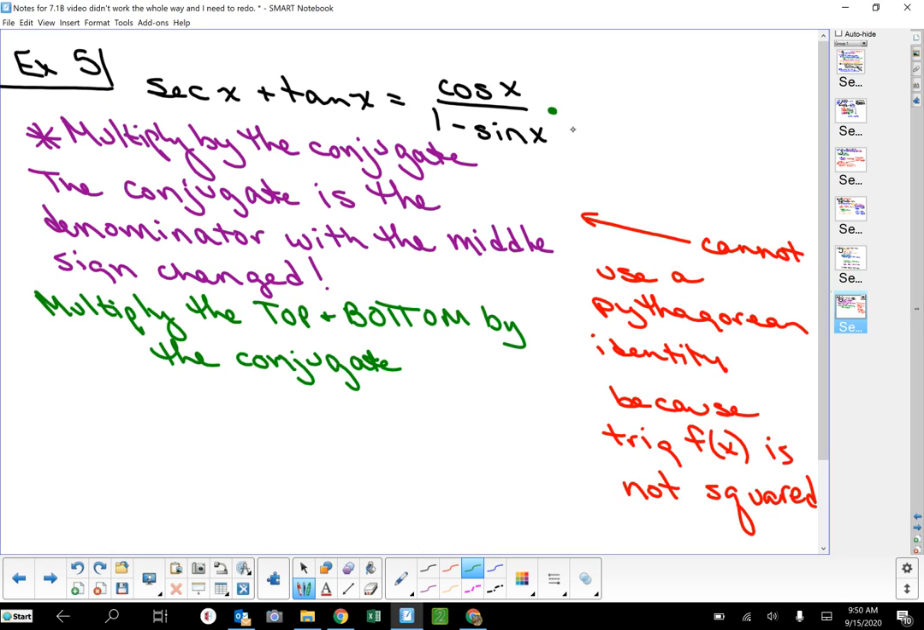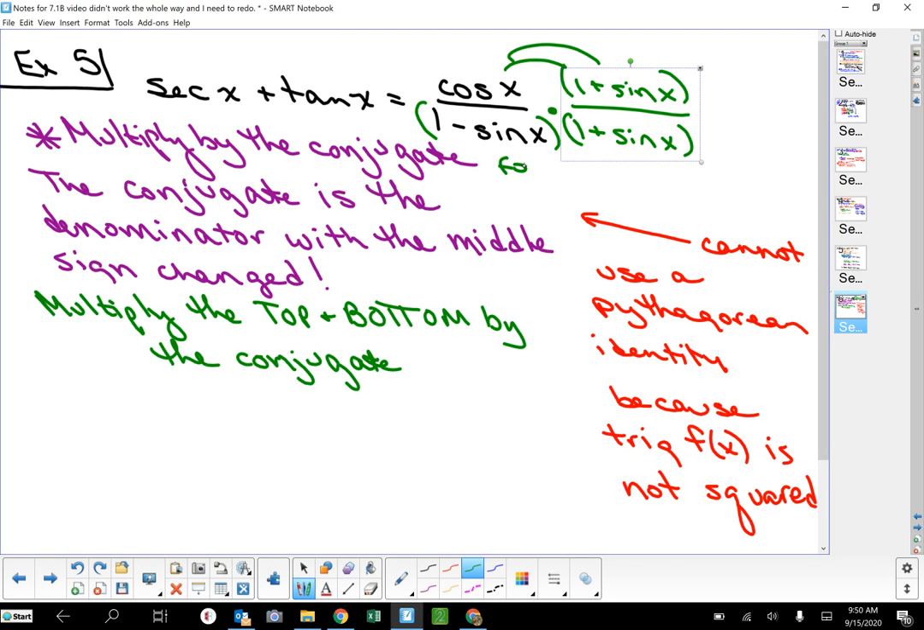Excuse me. So we have 1 plus sine of x, 1 plus sine of x. Now, when you do this, make sure you put some parentheses around all these things. And then we're going to distribute on the top, and we're going to FOIL on the bottom.